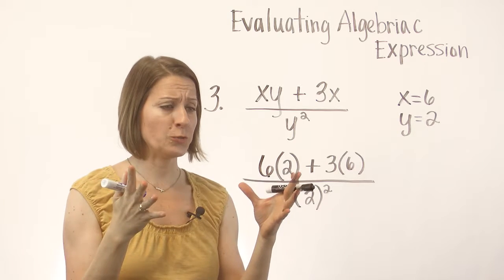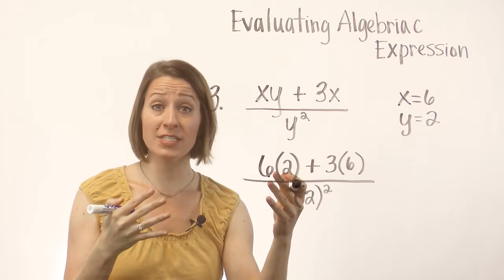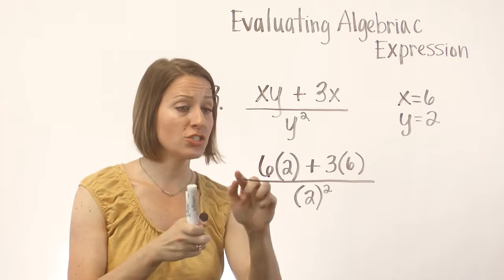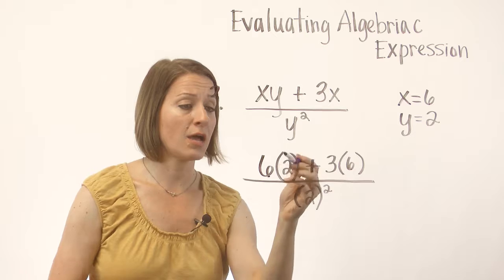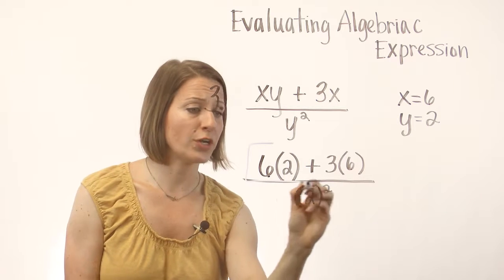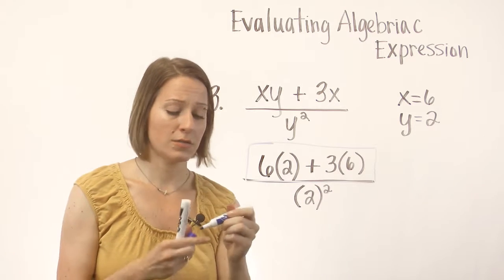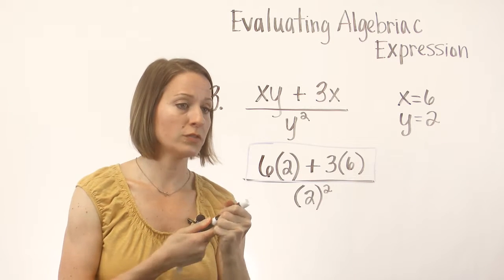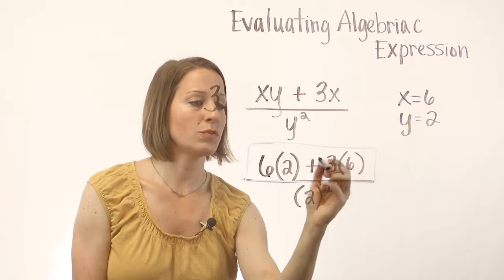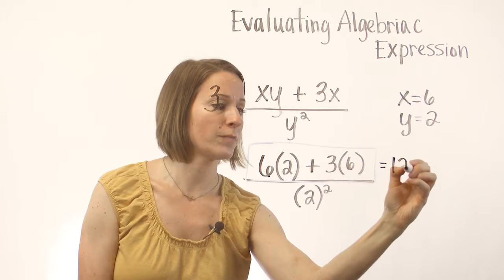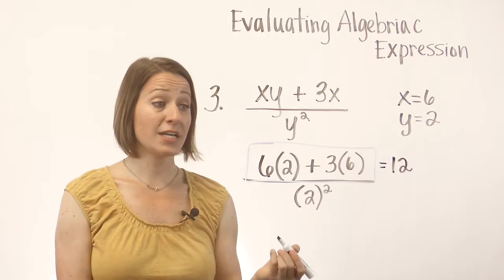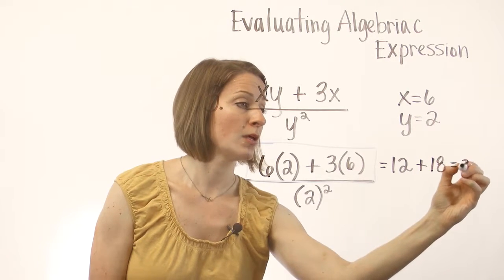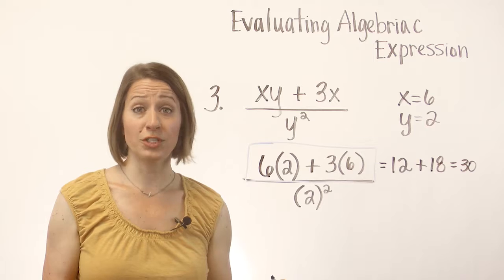Okay, when we have a problem like this, a problem that has a numerator and denominator, it's best to work each part separately until you have it boiled down to one number. So let's just focus on this numerator part. We have 6 times 2, which is 12. So I'll put my 12 over here. Plus 3 times 6, which is 18. And all that equals 30.